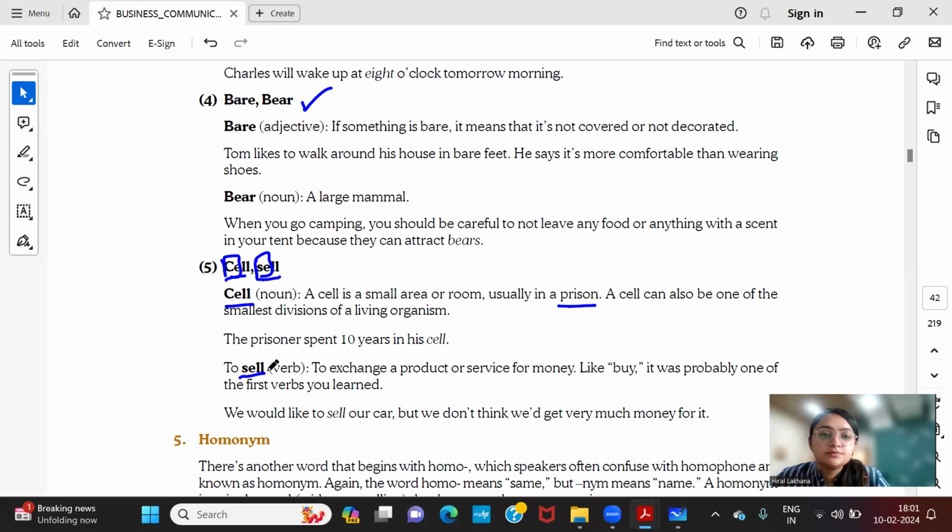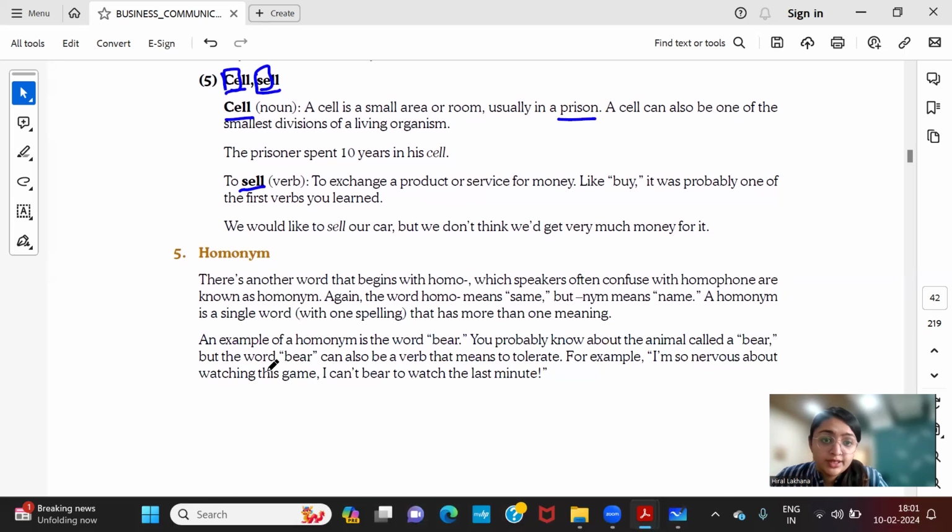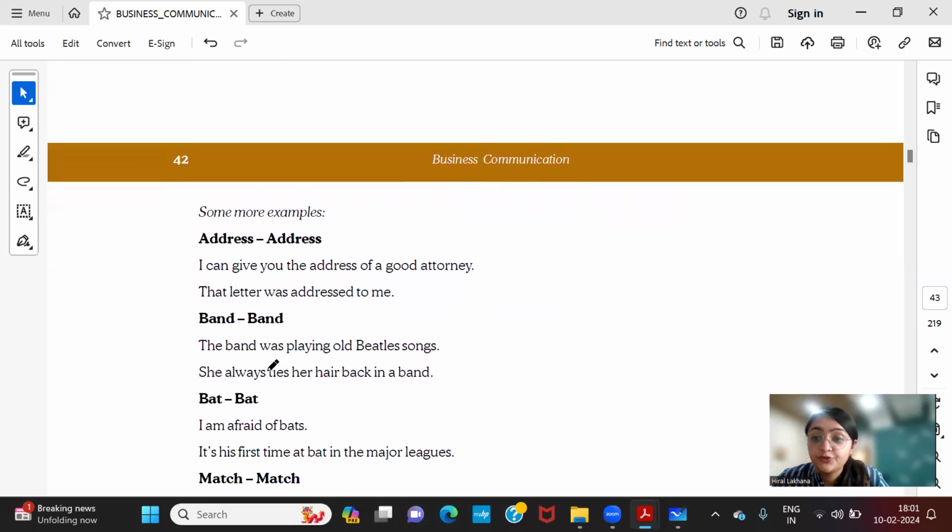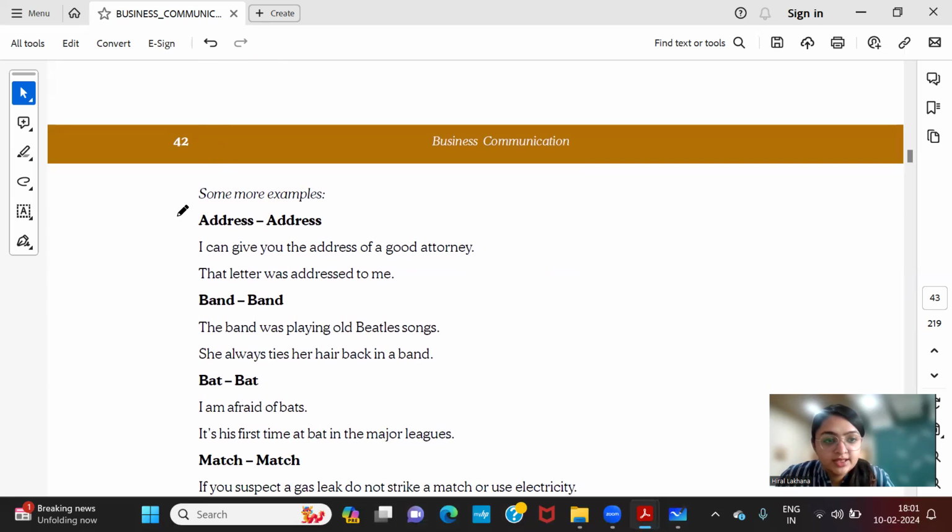This is sell. Next up, to have a look at a few more examples of homonyms, that is the same name but different meanings. The first one is address. If you can see here, the spelling is exactly the same, but the meaning or the context in which it is used will be different. So now if I am saying I can give you the address of a good attorney, we are using address as a noun here. That letter was addressed to me. Here we are using address as a verb. So we have the same name, same spelling, but different meanings in which we can use.